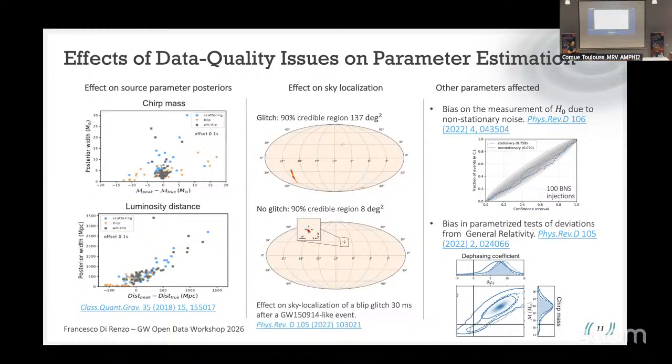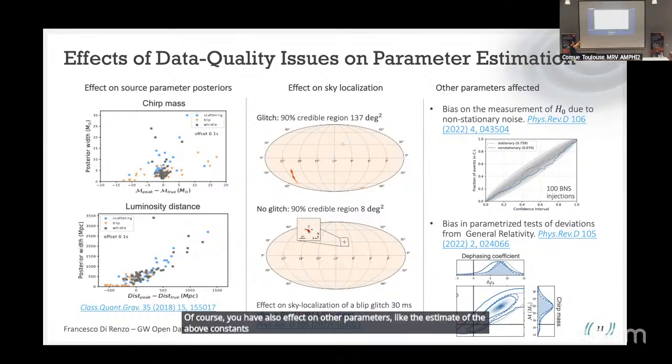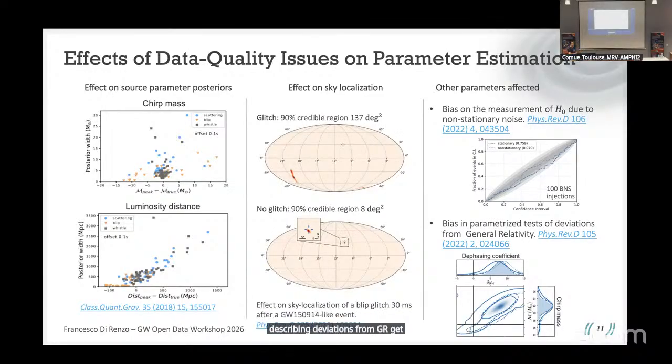Of course, there is also an effect on other parameters like the estimate of the Hubble constant. I'm not commenting in detail on this, I just refer to the article, and also on tests of general relativity. The parameters describing deviations from GR get biased by the presence of glitches. So this justifies the term data quality issue.